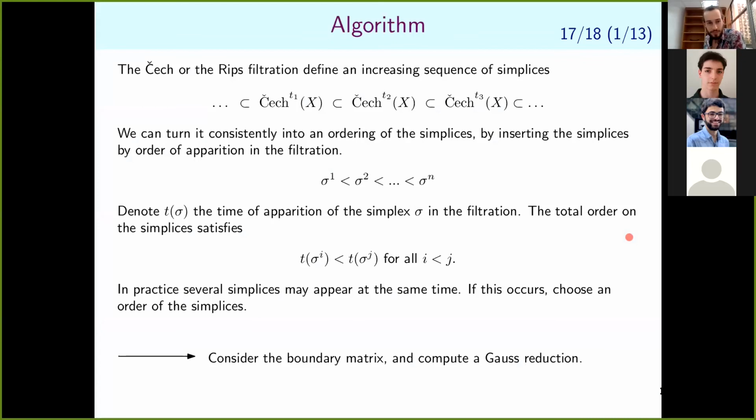Algorithm. So what do we have? We have a Čech complex, a non-decreasing sequence of simplicial complexes. We will do just as before, as last week: we will order the simplices of our simplicial complexes. Say my simplicial complex at last has n simplices. I want to order them, sigma 1 to sigma n. And I will use this function t, where t of sigma is the time of appearance of my simplex in the filtration.